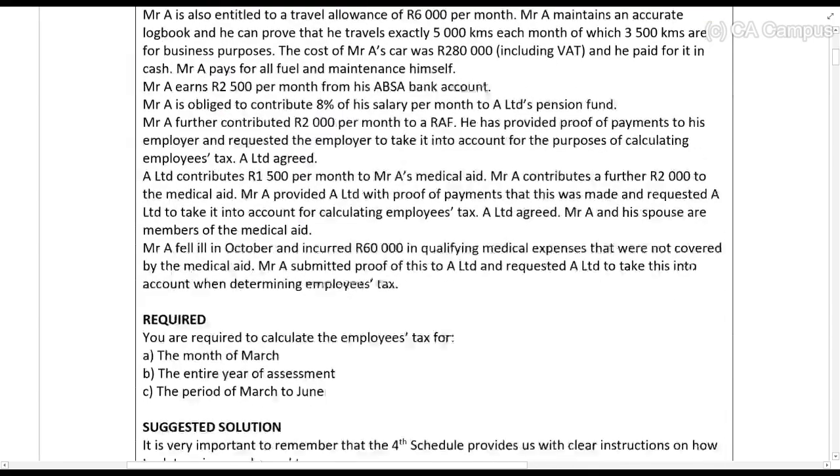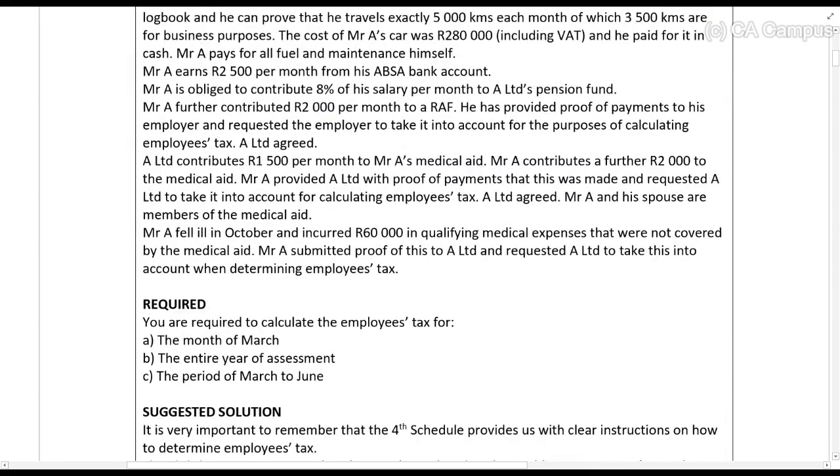Before I read the question, I ask you to calculate the employees' tax for the month of March, for the entire year of assessment, and for the period of March to June. These are all working exactly the same way. I've only included it here to show you that there are different ways of asking it, and also different ways of calculating it, depending on what you prefer. You can play around and find the one that works for you, but you need to do it when you do these practice examples and not for the first time in the exam.